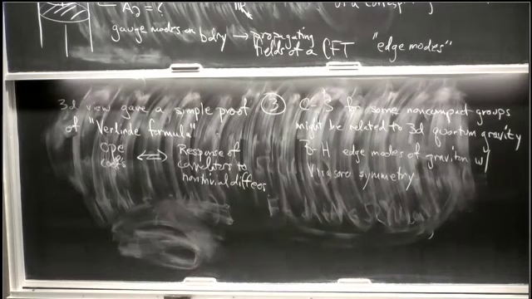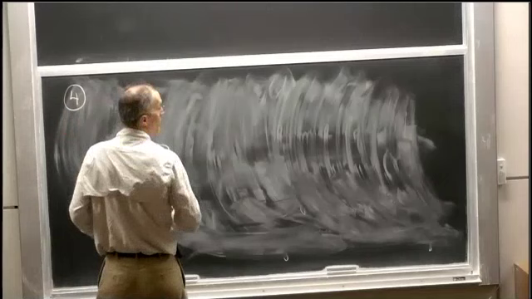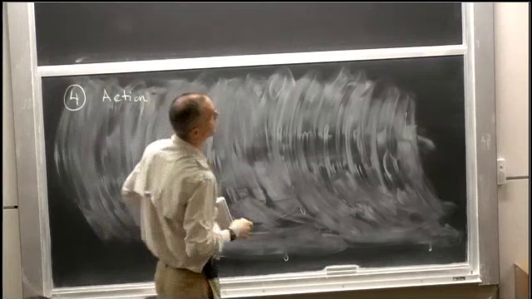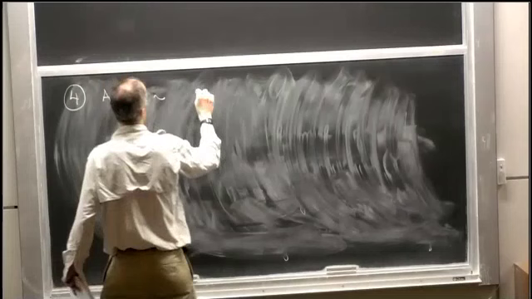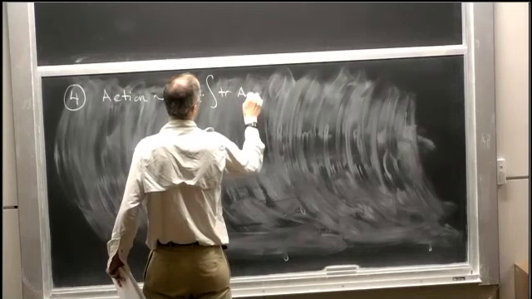All right, another application. You notice that the action, is the action still on the board? Well, let me write it. So the action, which looks something like k over 8 pi squared the trace of A dA plus 2/3 A cubed, well, there's only one derivative.